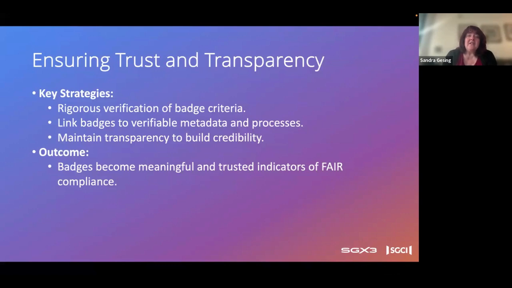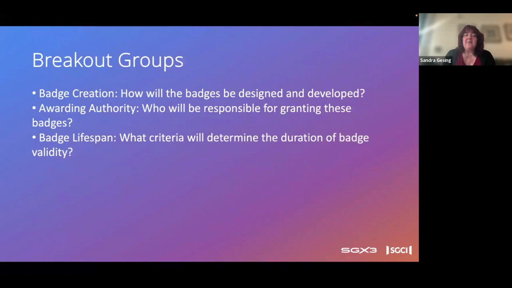And for ensuring trust and transparency, it's really important to go through the verification of badge criteria, to link badges to verifiable metadata and processes, and maintain transparency to build credibility. And we want these badges, because even if we as a working group can define them, they need to be adapted and become meaningful and trusted indicators. So that was the idea around badges.